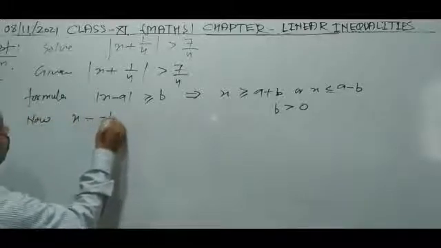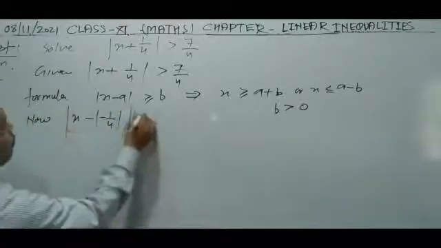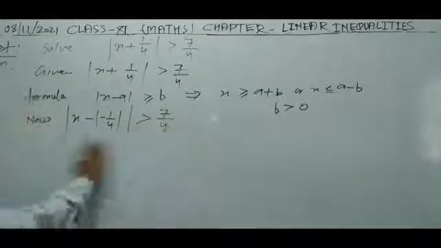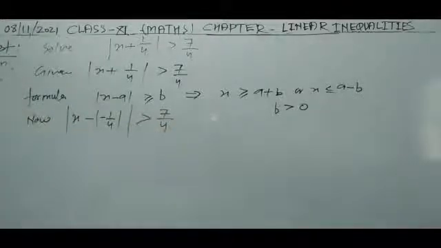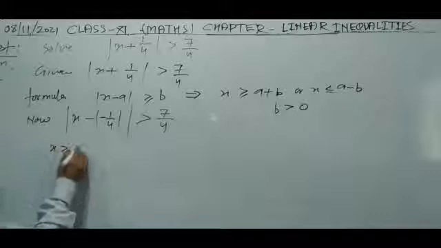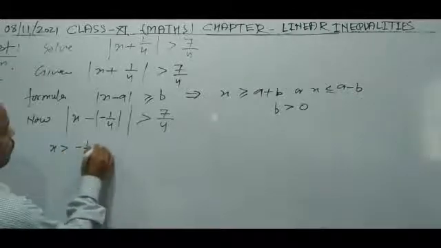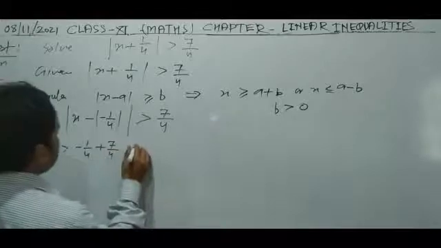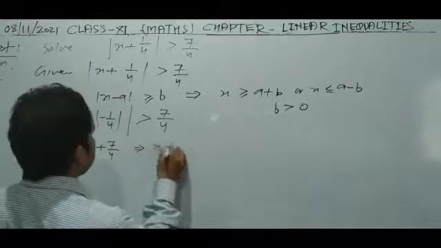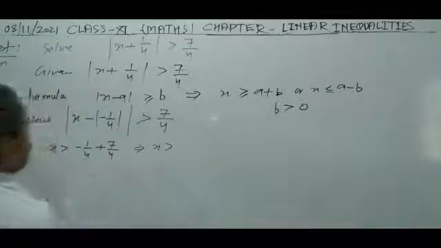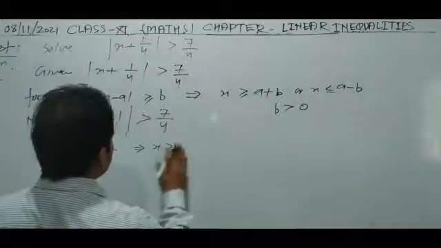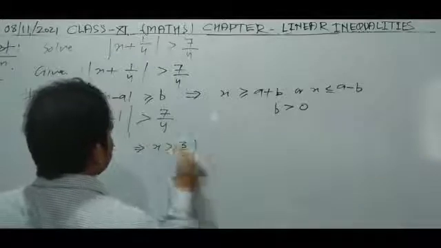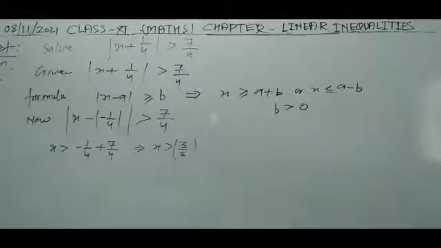So this is the formula, and now we can write: mod of x plus 1 by 4 is greater than 7 by 4. By using the formula, what can we write? x is greater than minus 1 by 4 plus 7 by 4, and this result will be x is greater than 6 by 4. The result 6 by 4 means 3 by 2. x is greater than 3 by 2.